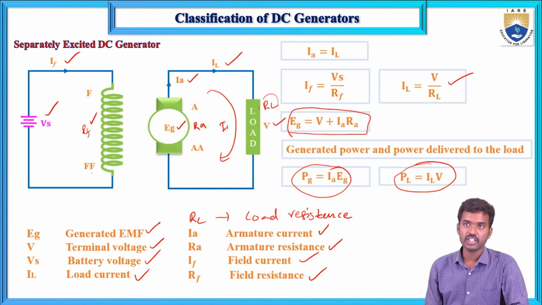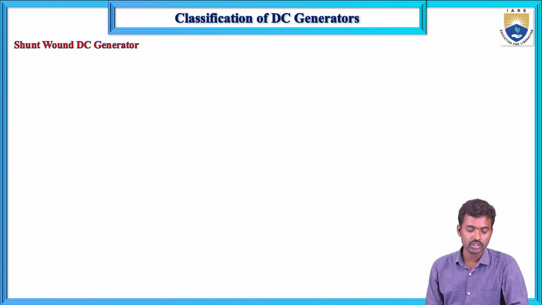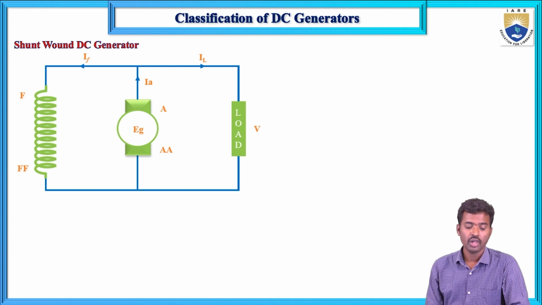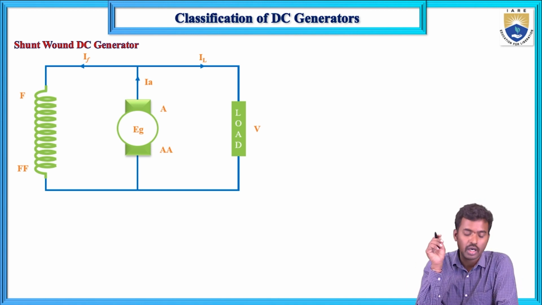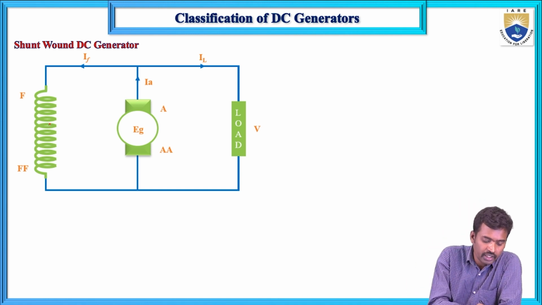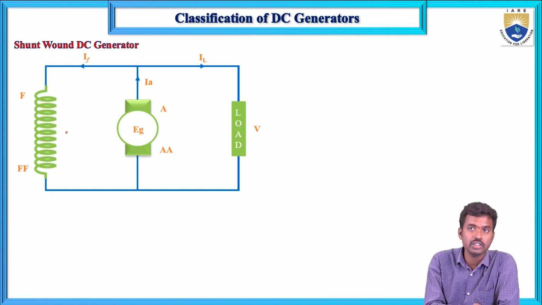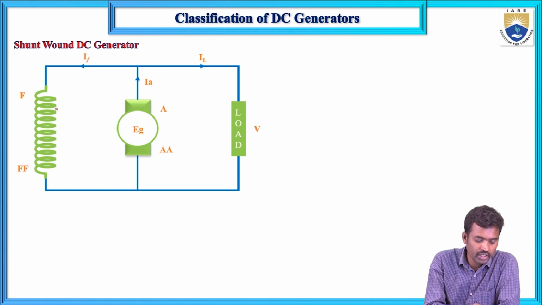Next, the self-excited DC generator. In the shunt wound DC generator, armature winding and field winding are connected in parallel. If they are connected in series, that is a series wound generator. Armature winding and field winding are connected in series.